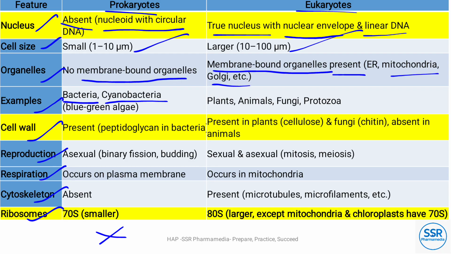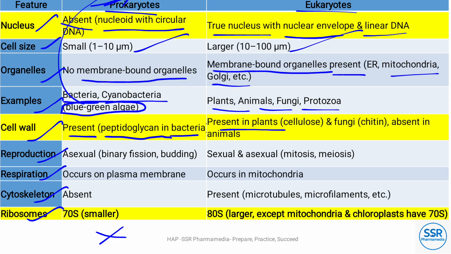Examples: bacteria, cyanobacteria, blue-green algae. Blue-green algae is a prokaryotic cell type. And eukaryotes are plants, animals, fungi and protozoa. These are all eukaryotic cell types. Cell wall: present, made up of peptidoglycan in bacteria. In eukaryotes it is present in plants, called cellulose; in fungi it is called chitin; it is absent in animals.